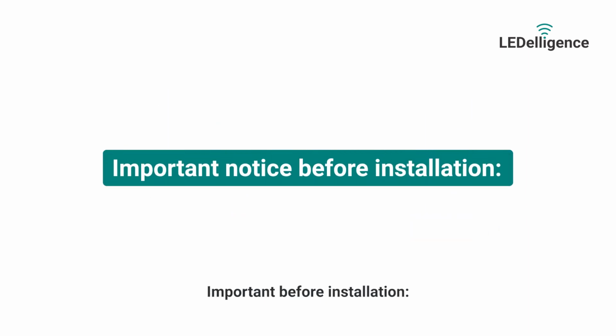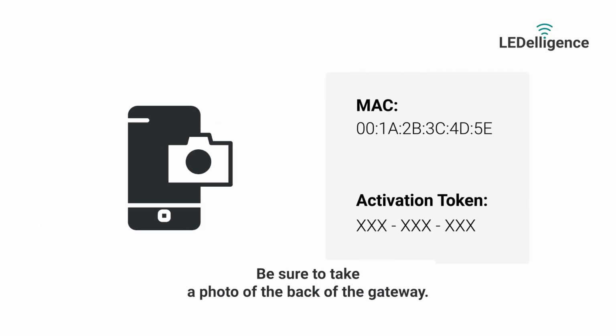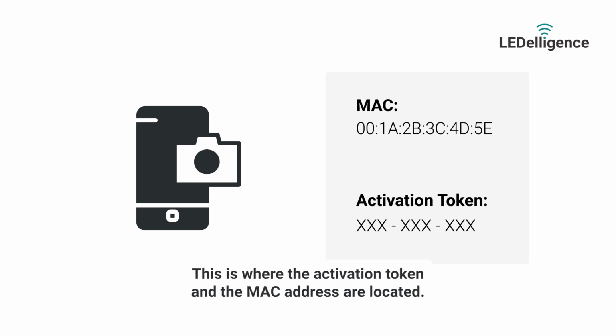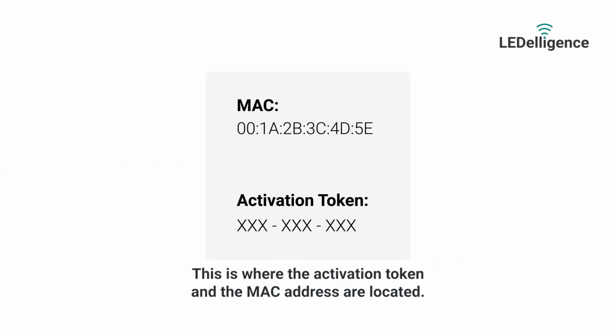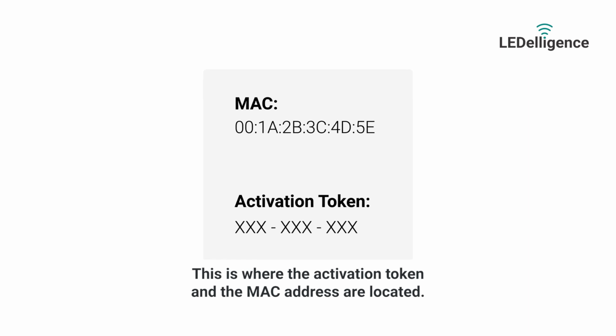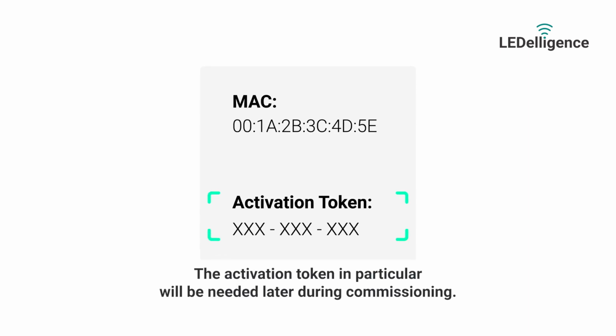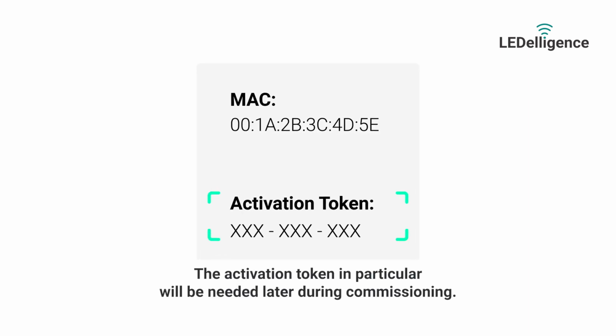Important before installation. Be sure to take a photo of the back of the gateway. This is where the activation token and the MAC address are located. The activation token in particular will be needed later during commissioning.